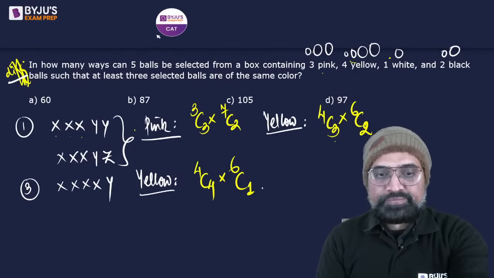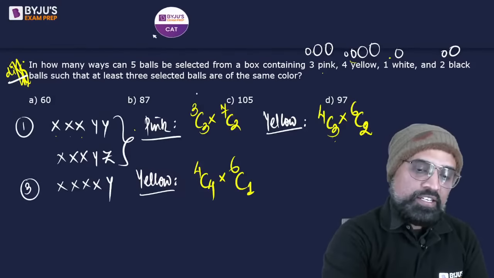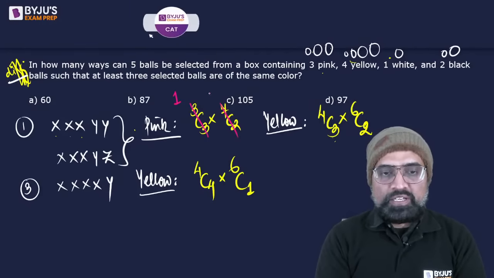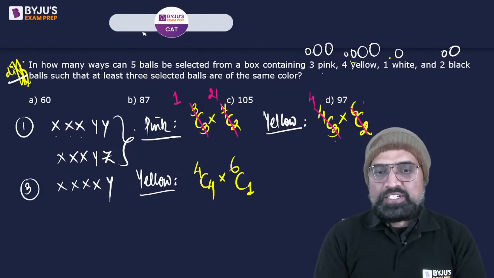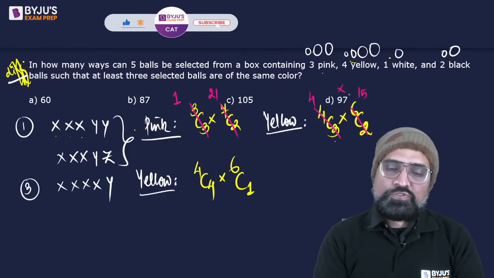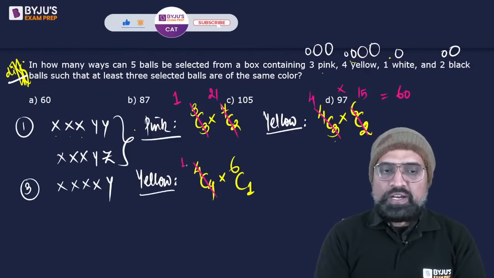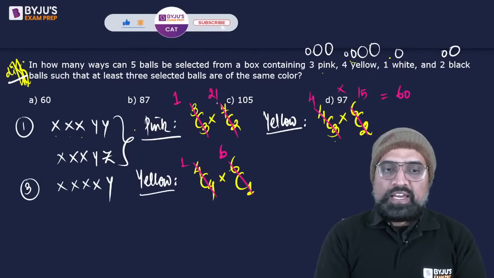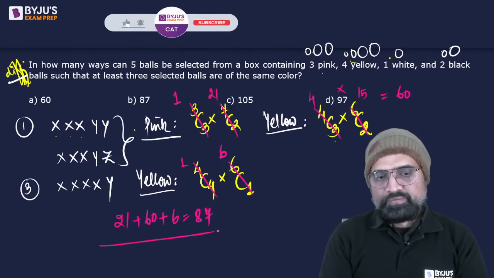Right? Chalo. So 3C3 into 7C2. 3C3 is nothing but 1, and 7C2 is going to be nothing but 21. 4C3 is 4, 6C2 is 15, so 4 into 15 is 60. 4C4 is 1 and 6C1 is 6. So we have 21 plus 60 plus 6, which is going to give us 87.